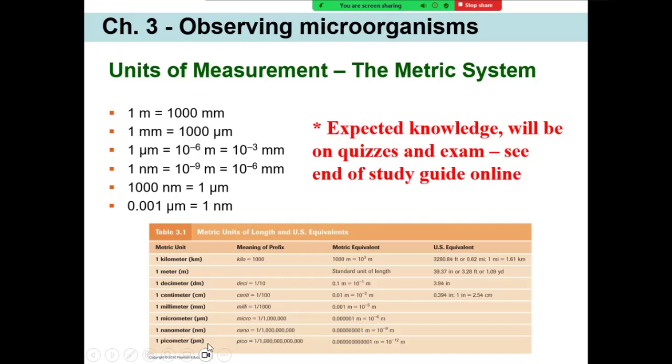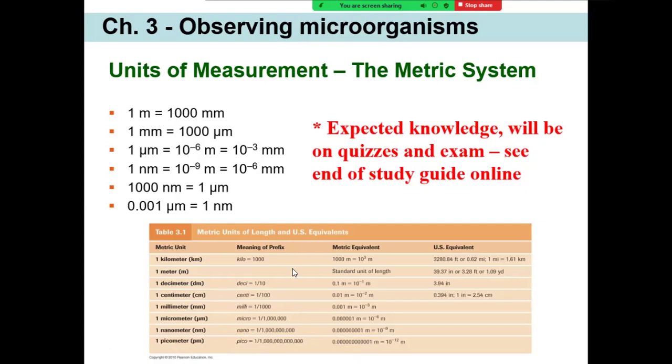You don't need to know a picometer. That's 1 times 10 to the negative 12th meters. And then you should know the metric system uses all the units in a base 10. So a decimeter is 1/10th of a meter, a centimeter is 1/10th of a decimeter, or 1/100th of a meter, etc. And they're just easier to use, the metric system, because everything's based on a unit of 10.